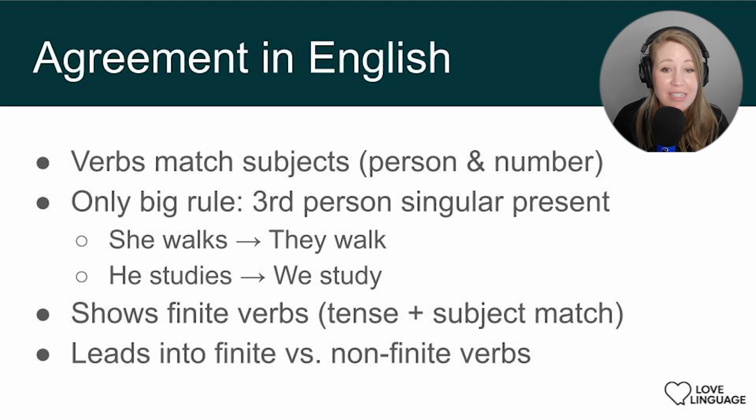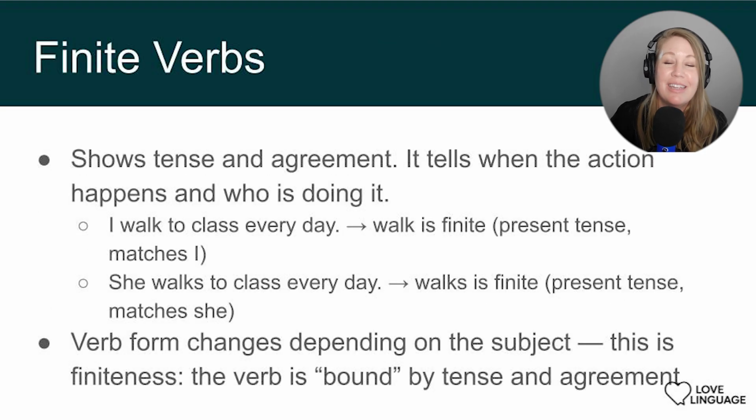Compared to other languages, English has very light agreement rules. So understanding agreement is important because it helps us identify finite verbs, the verbs that actually carry tense and show who is doing the action. In the next part, we'll use what we know about forms and agreement to introduce finite and non-finite verbs, which is a key concept for building sentences and for understanding verb phrases. So let's get into it.